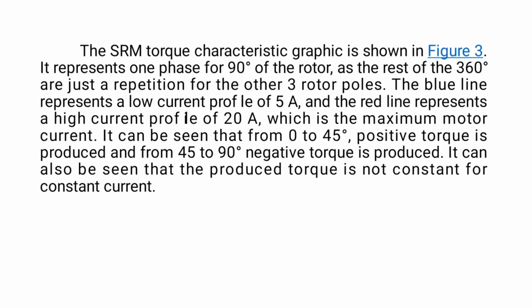The switched reluctance motor torque characteristic graph is shown. It represents one phase over 90 degrees of the rotor, and the rest of the 360 degrees is just a repetition for the other 3 rotor poles. The blue line represents a low current profile of 5 ampere and the red line represents a high current profile of 20 ampere, which is the maximum motor current. It can be seen that from 0 to 45 degrees positive torque is produced, and from 45 to 90 degrees negative torque is produced. It can also be seen that a constant torque is produced from the constant current. Thank you.